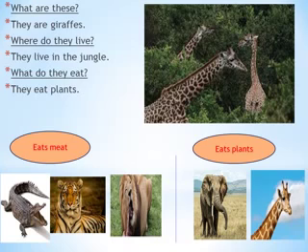Now let's recognize the animals that eat meat and also the animals that eat plants. The first one, the crocodile eats meat. The tiger eats meat. The lion eats meat. But here, the elephant eats plants. The giraffe eats plants. And also the panda eats.